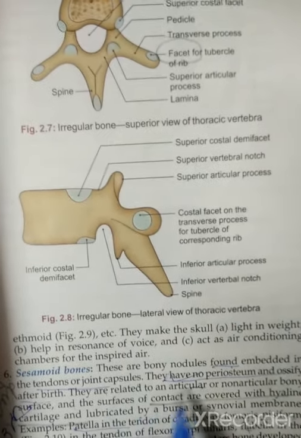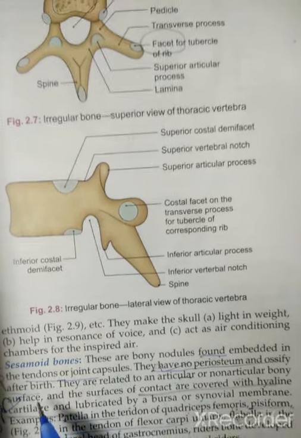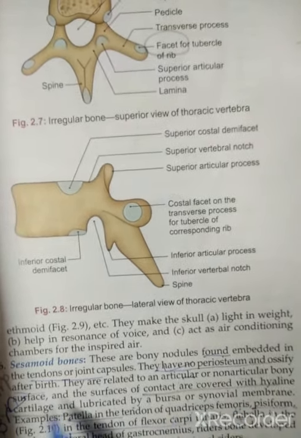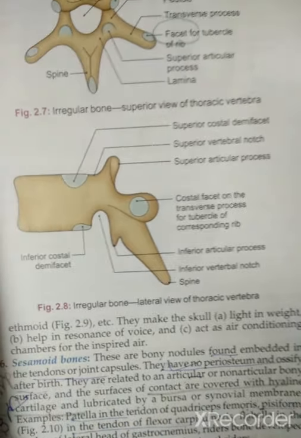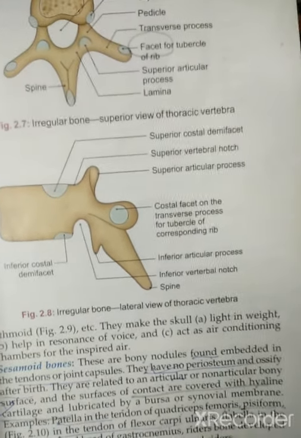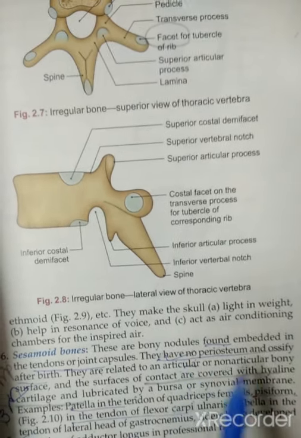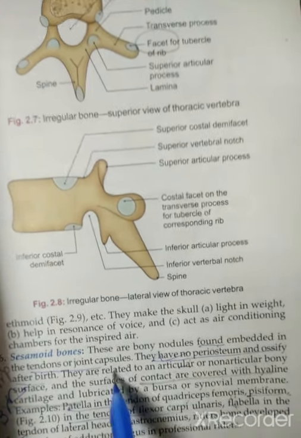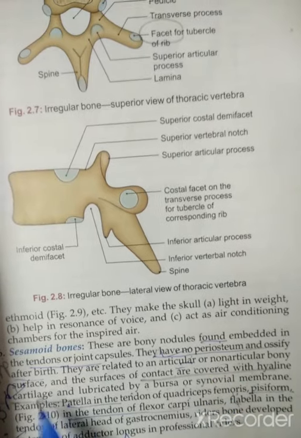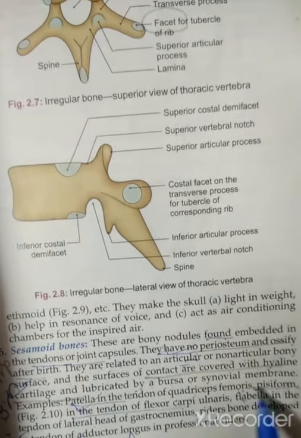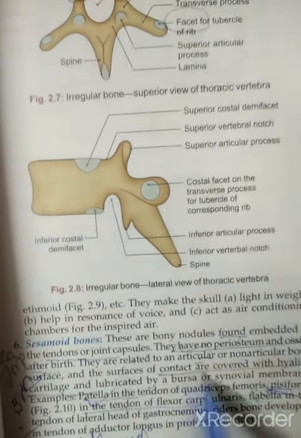They are related to an articular or non-articular bony surface, and the surfaces of contact are covered with hyaline cartilage. So you have to write down these three sentences. It is found embedded in the tendons and joint capsules. They have no periosteum, ossify after birth, and are related to an articular and non-articular bony surface. Then the examples are the patella and the pisiform bone. These two are examples of the sesamoid bones, that is enough.